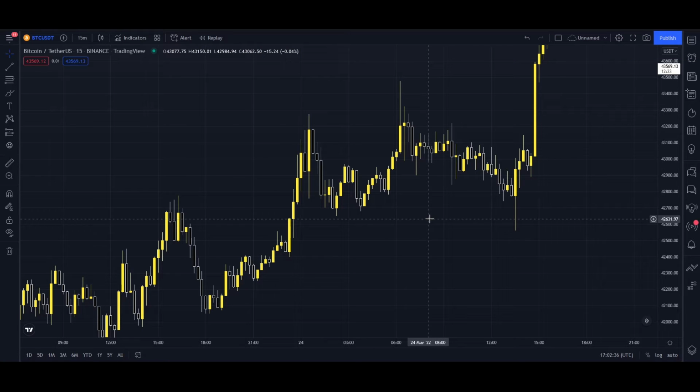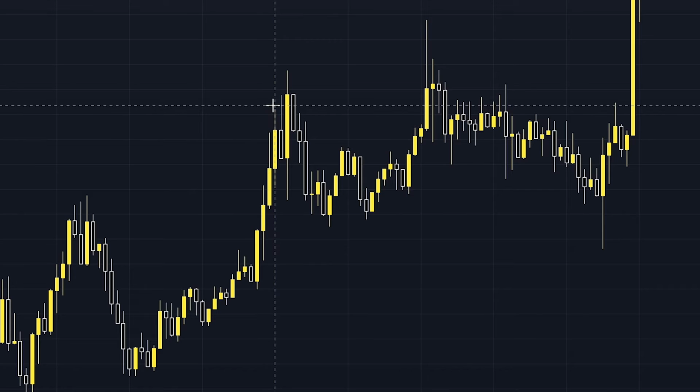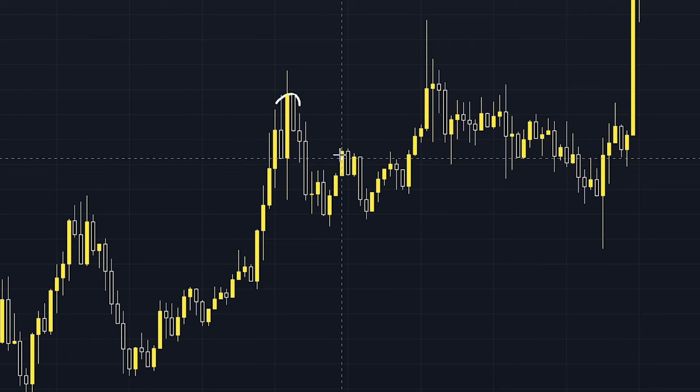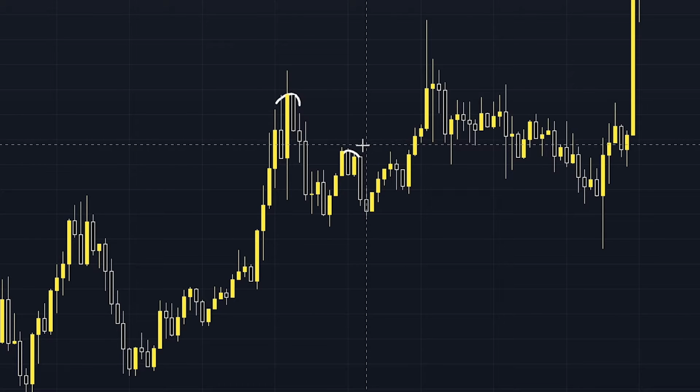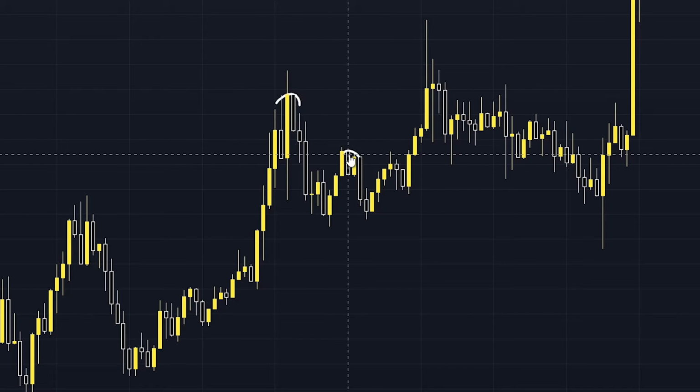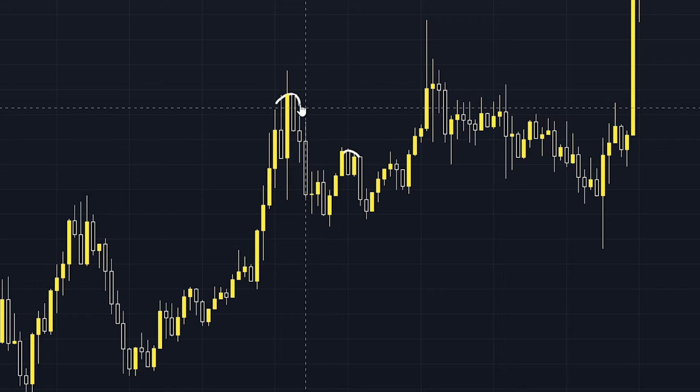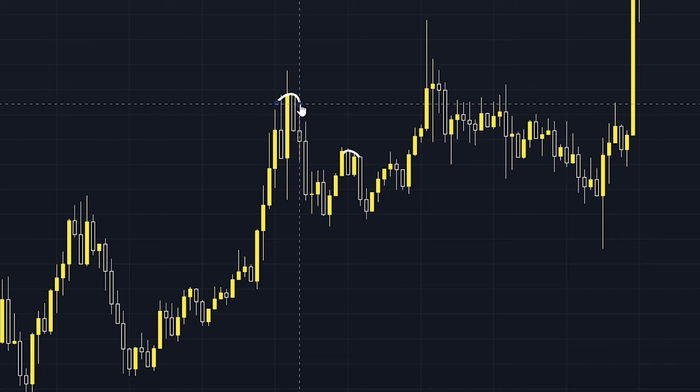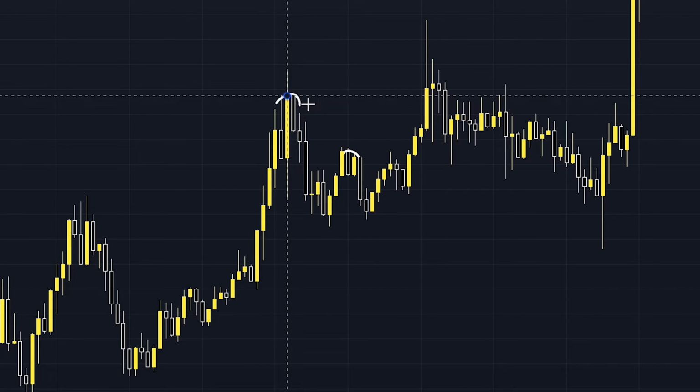It's super easy. Guys, first we have to find two highs. That's one right here, and this is our second high. The second high should be lower than the first one, and we will connect these two with a trend line. Okay?